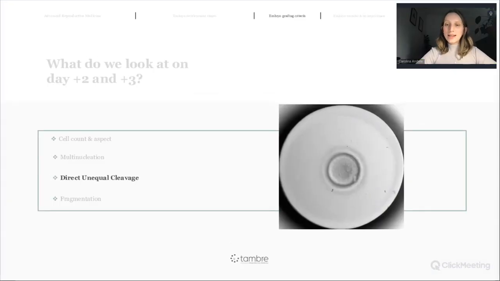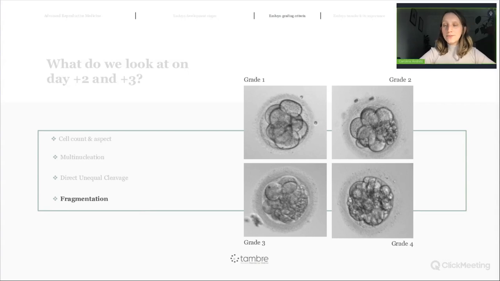Okay. And finally, the last feature we're going to look at, and one of the most important, is the fragmentation. So when cells divide, we normally expect them to perform a clear division. But on some occasions, we see that the division generates some small cells, what we call cellular debris. And we will give them a grade depending on the percentage of cellular fragmentation found in the embryo.